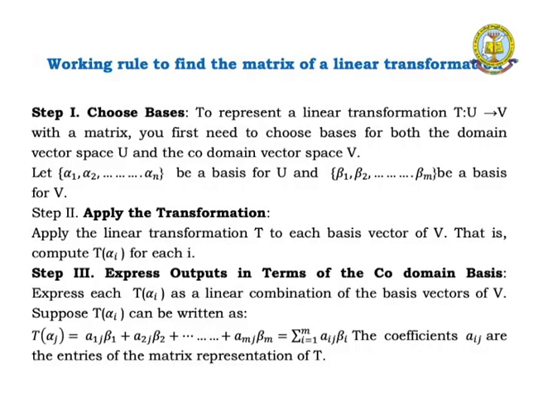vectors of V. So, suppose T alpha j is a 1 j beta 1 plus a 2 j beta 2 plus and so on a m j beta m, which is equal to sigma i equal to 1 to m a i j beta i. The coefficients a i j are the entries of the matrix representation of T.